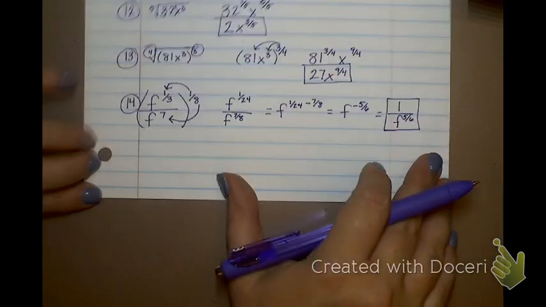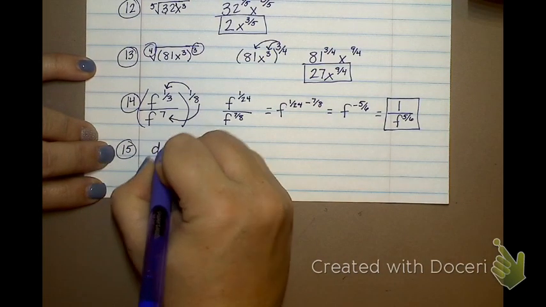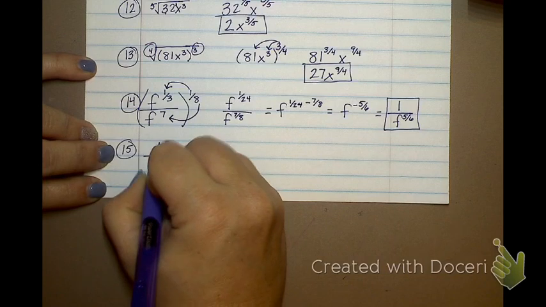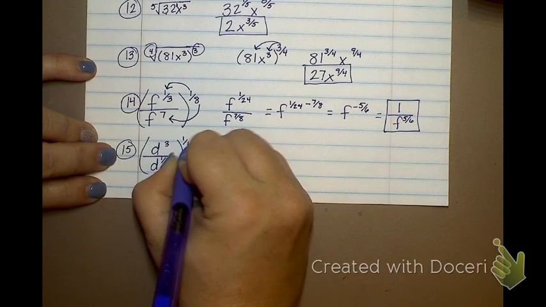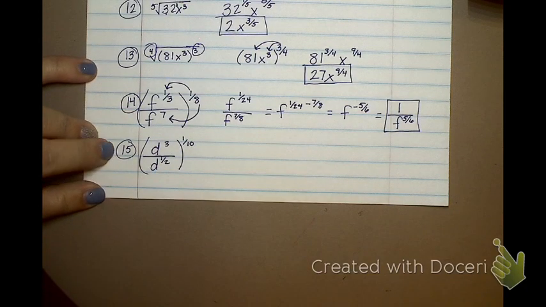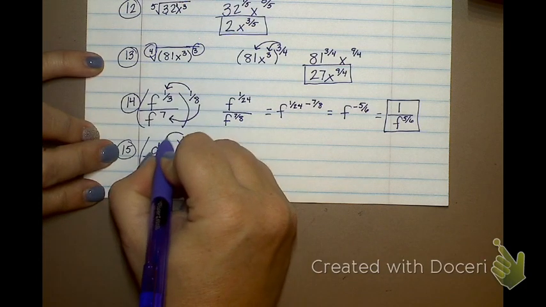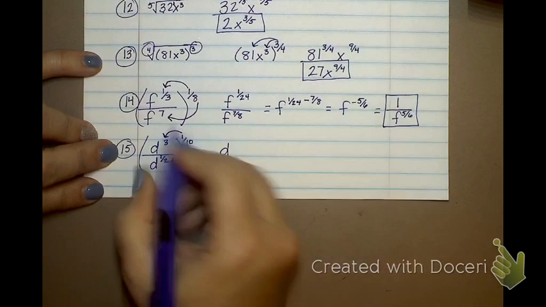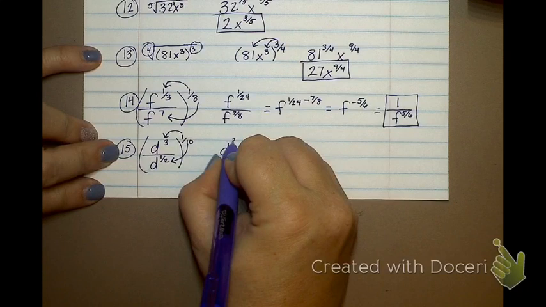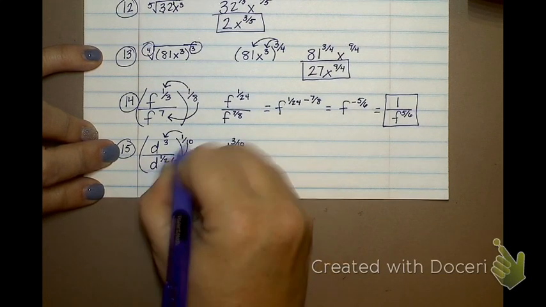Okay. Number 15. D cubed over d to the 1/2 all to the 1/10. Do you see that this problem is almost exactly the same as number 14? The letters just changed and the exponents have changed. But I'm still going to distribute to the top and to the bottom. So let's see. 3 times 1/10 would be 3/10. And what's 1/2 times 1/10?